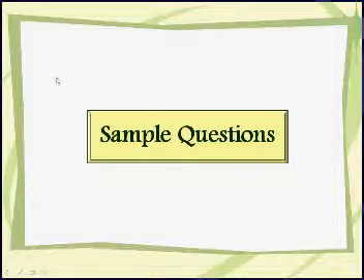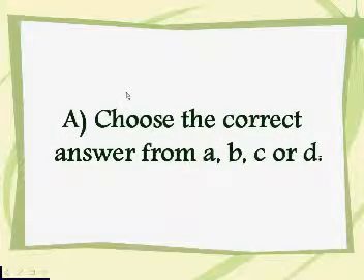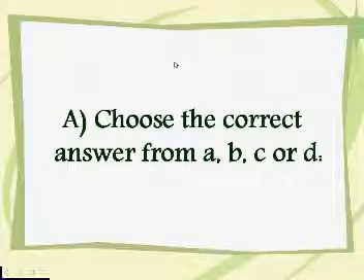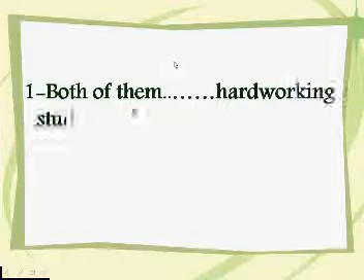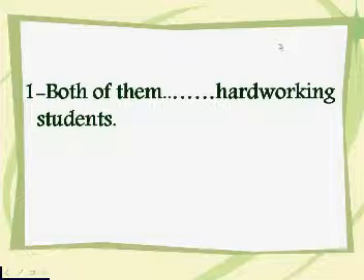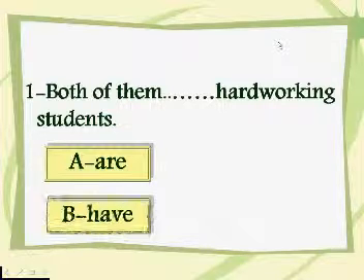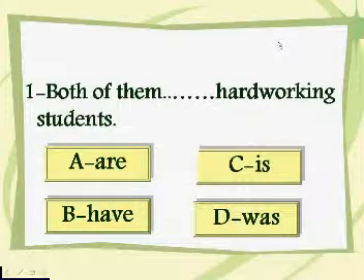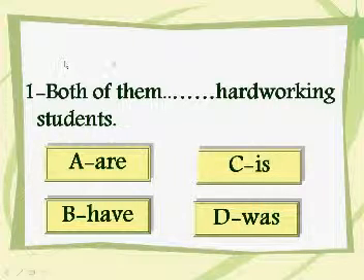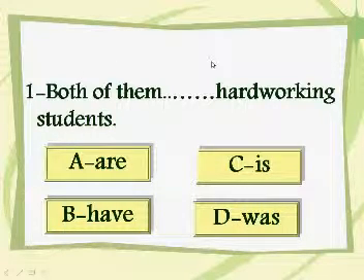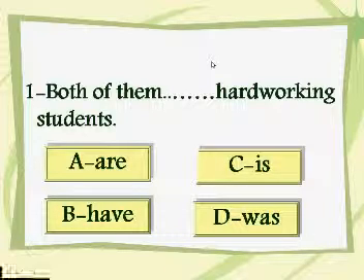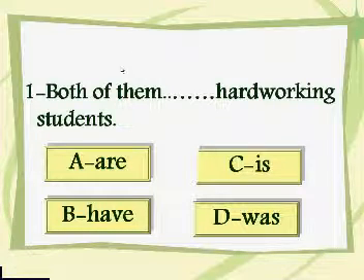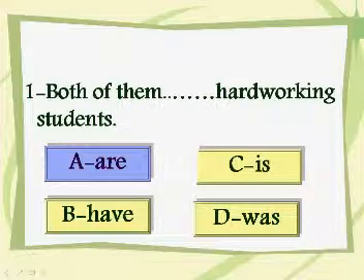And then we move to sample questions. Choose the correct answer from A, B, C, or D. Both of them are, have, is, was hardworking students. Both of them. Yeah, so both, if you're talking about two persons, what does this mean? Singular or plural? Both of them, yes, are hardworking students. Both of them are hardworking students. Good.